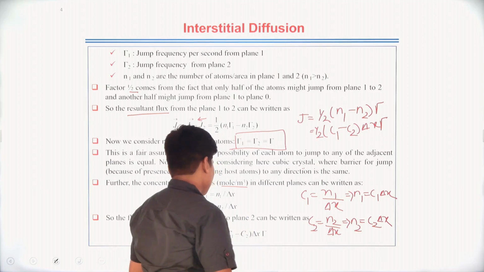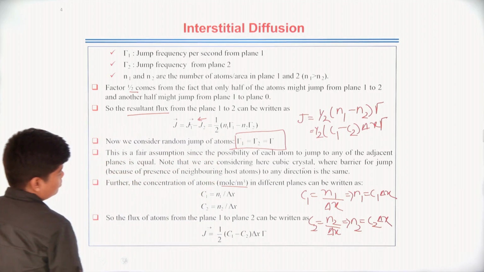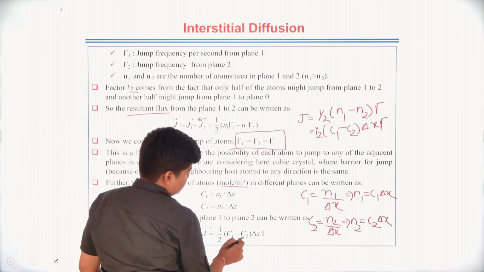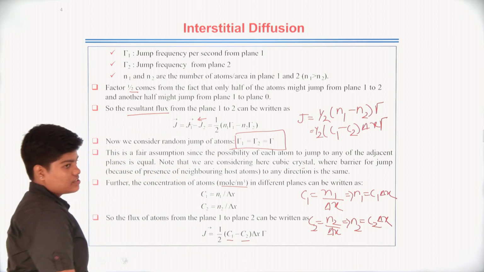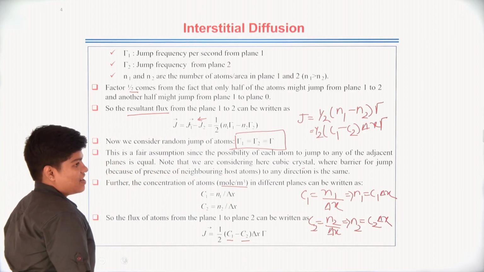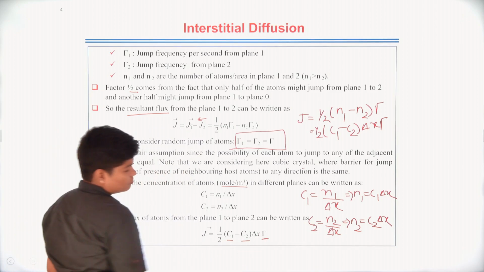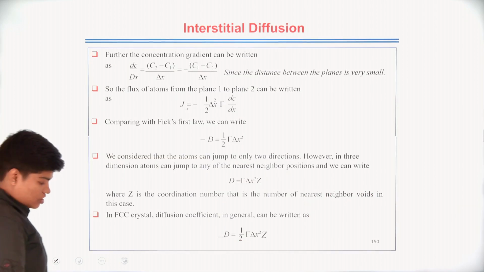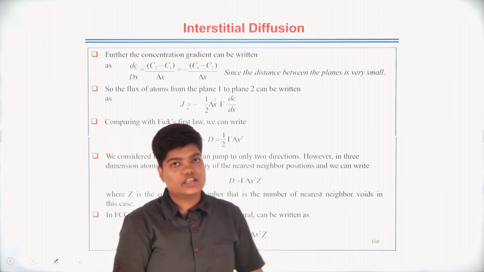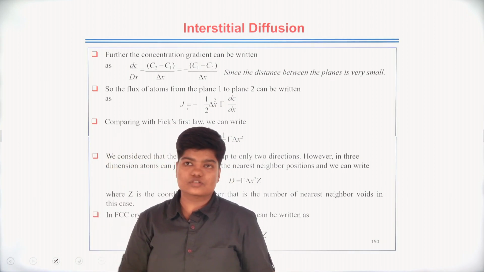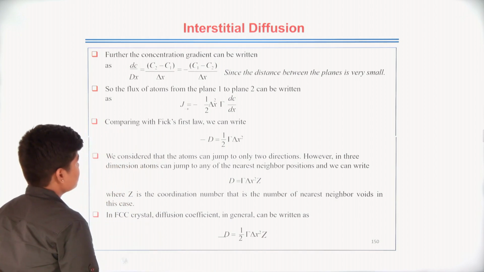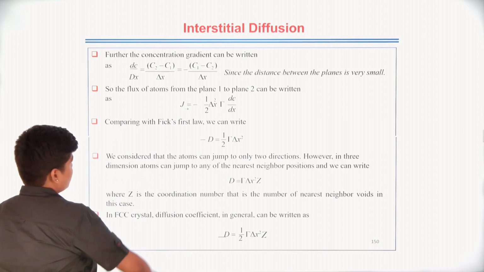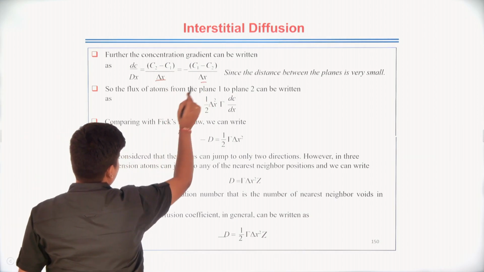So this is the formula: net flux is half of C1 minus C2 times del x times sigma, where C1 is the concentration of plane 1, C2 is the concentration of plane 2, del x is the distance between two adjacent planes, and sigma is the jump frequency. Further, the concentration gradient we know is dC by dx, that is C1 minus C2 by del x. Since the distance between the planes is very small, dx is taken over here.